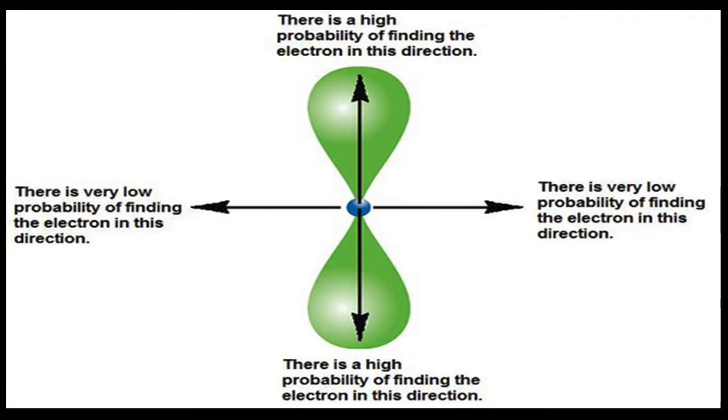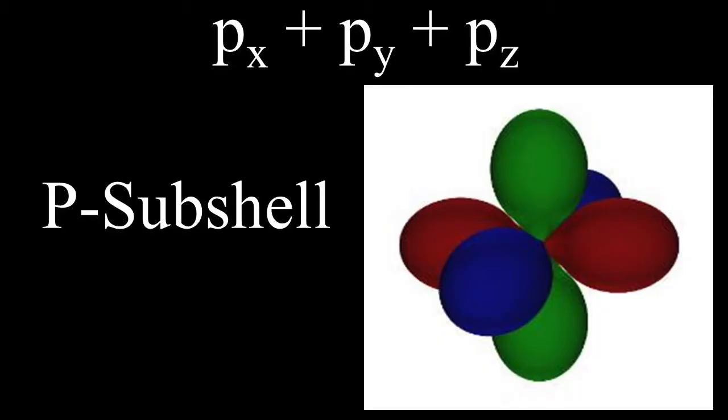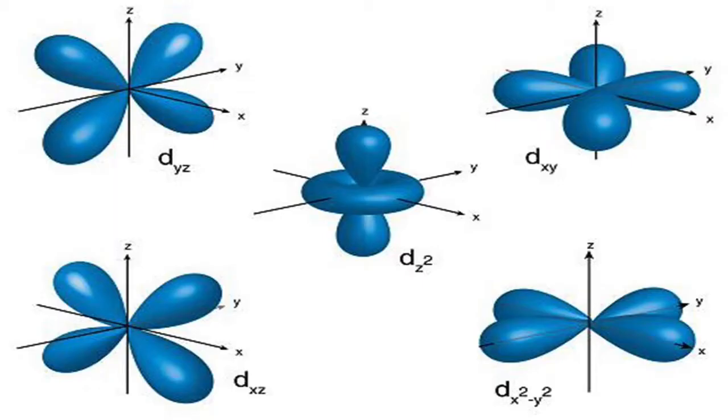And on the next slide, I'm going to show you what the actual subshell looks like if I take all the P's and put them together. This is the visualization of all three orbitals in the P subshell together. You can see that they are all mutually perpendicular to one another: the PX, the PY, and the PZ. This is called the P subshell, the collection of the three orbitals.